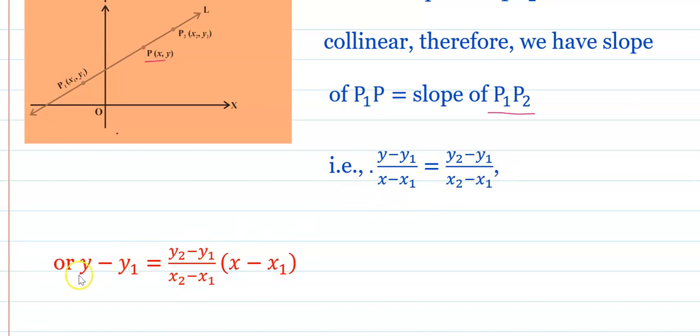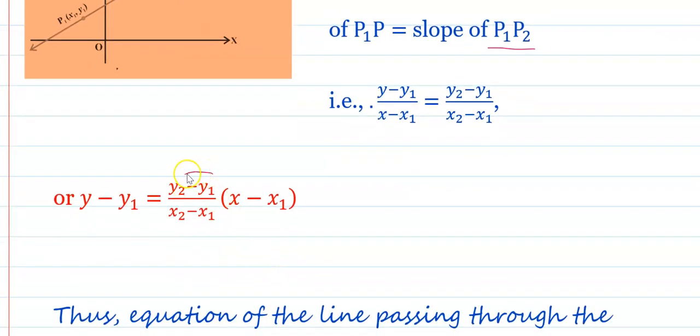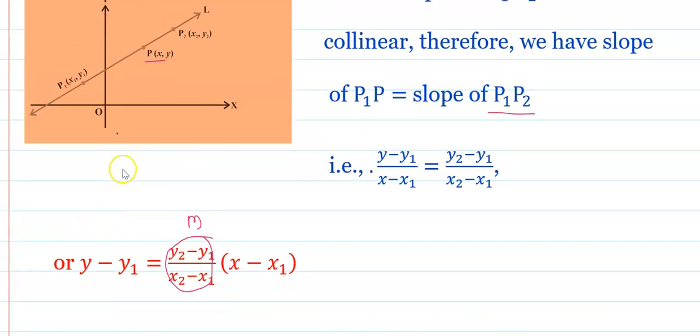Then it will become y minus y1 is equal to (y2 minus y1) upon (x2 minus x1) into (x minus x1). But what does this mean? This is nothing but the slope, and it is treated as m. Therefore, whenever we want to find the equation of a line and we know the 2 points, first of all find the slope of the line, and then write y minus y1 is equal to m times (x minus x1).